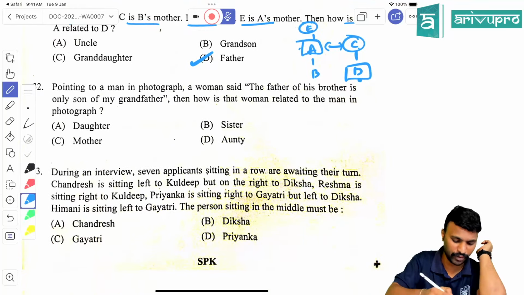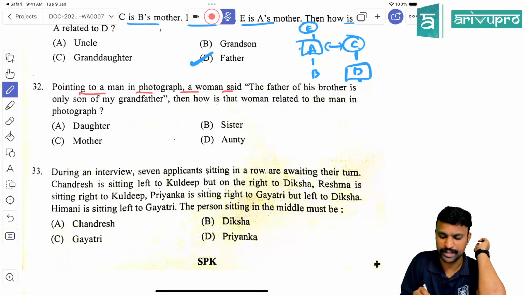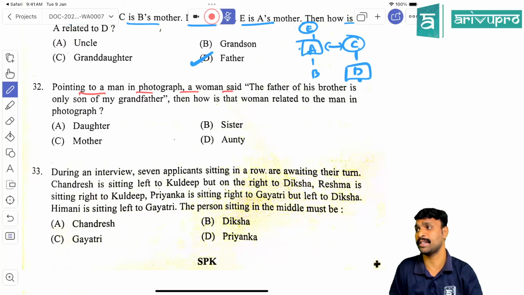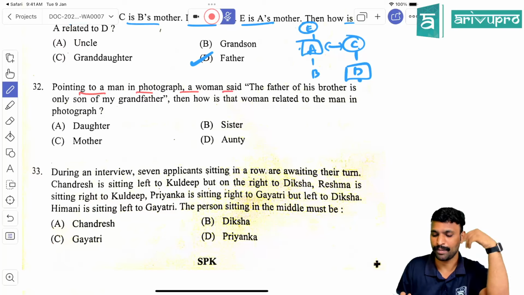Guys, moving on to the next question. The question is, pointing to a man in the photograph, a woman said. Guys, this kind of question I have discussed as type 2 questions in blood relations. Okay, so within the quotes, it's about what is within the quotes.